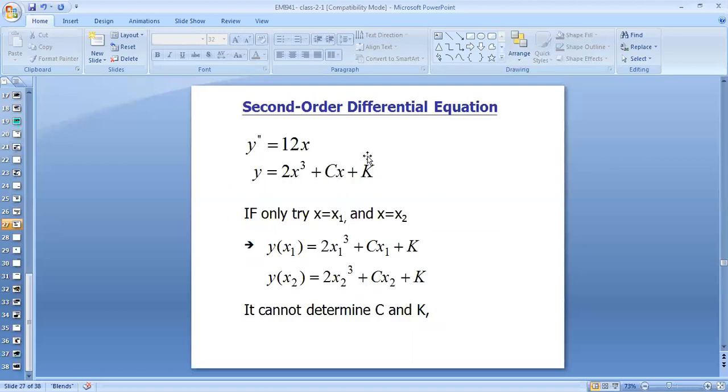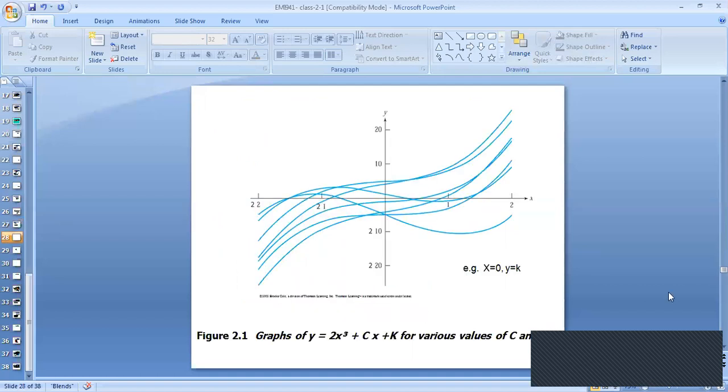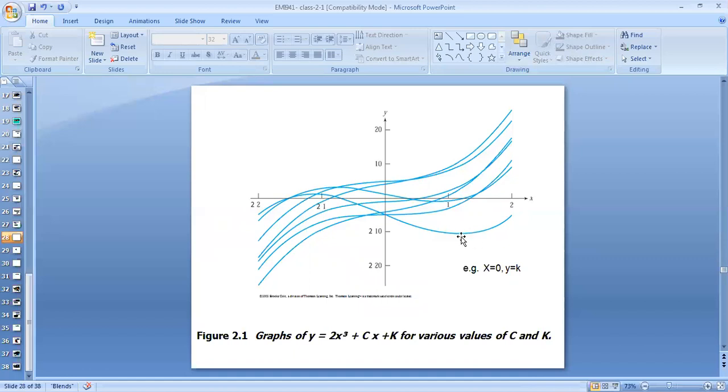Now this is the solution. If you try x equal to x1 and x equal to x2, that means arbitrary constants, x1 will be this and x2 will be this. C and k cannot be determined. So only initial conditions can be assigned to find the constants c and k.